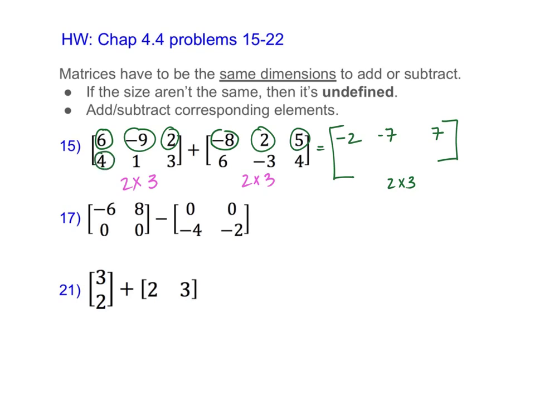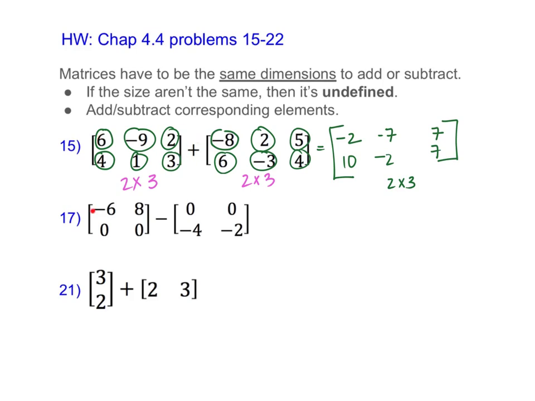And in the bottom row, 4 plus 6 is 10. 1 plus negative 3 is negative 2. And 3 plus 4 is 7. Lots of 7s here. But that would be my final answer. And like I said, I just took the number that's in the same location in the other matrix and added them together since this was an addition sign.